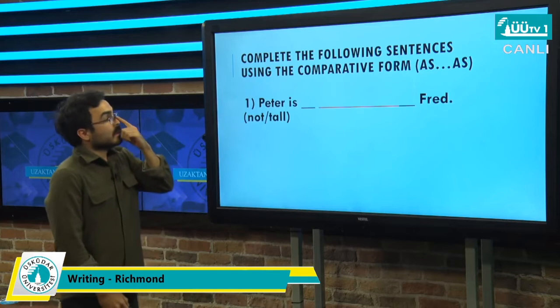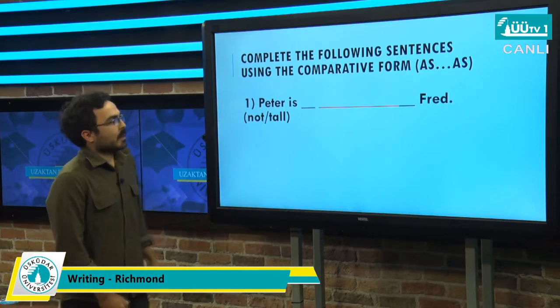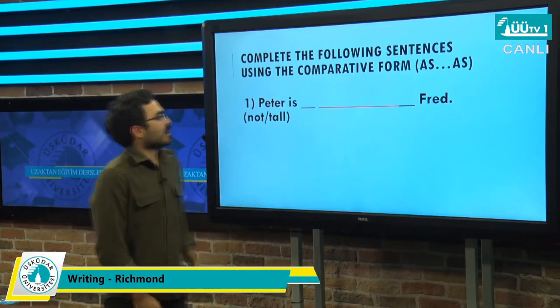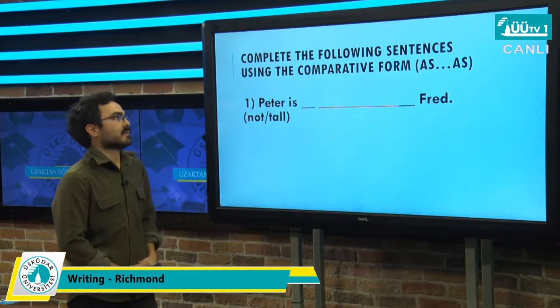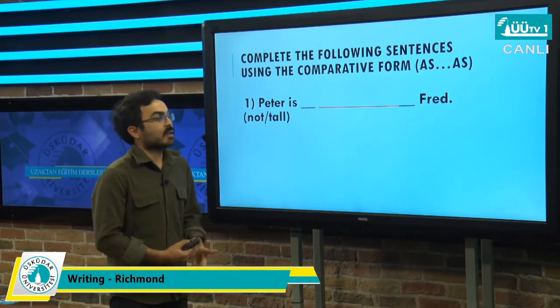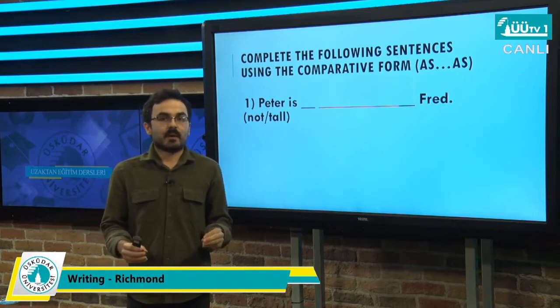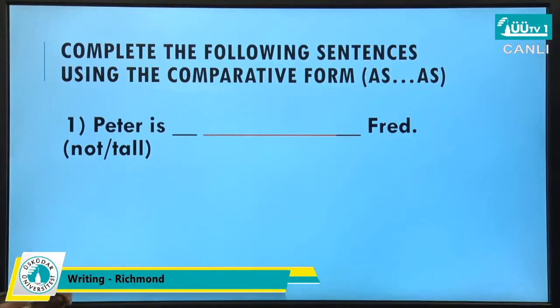Good. Now, some examples here. Peter is Fred. And we have: complete the following sentences using the comparative form "as." So, guys, how are we forming this? What's the format here? What's the formula?